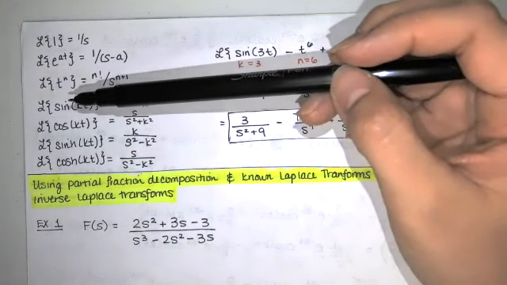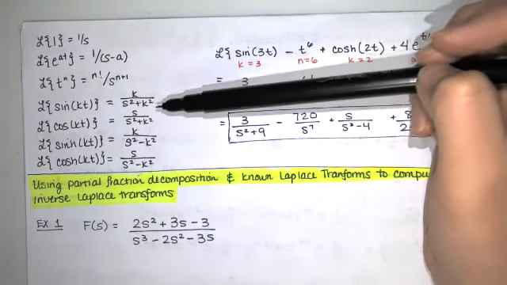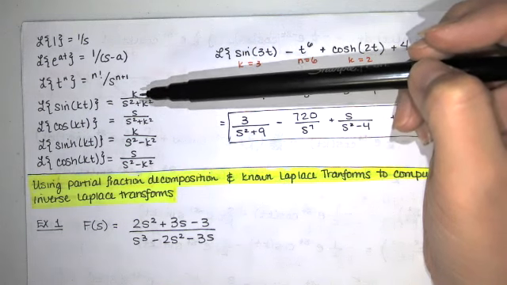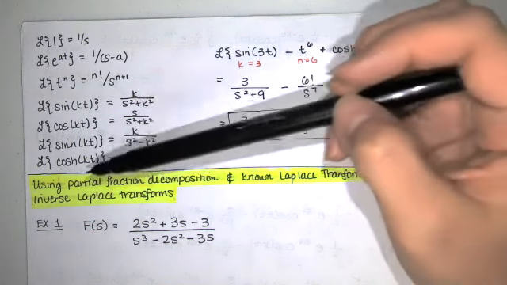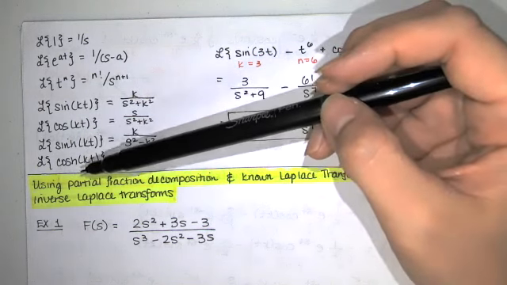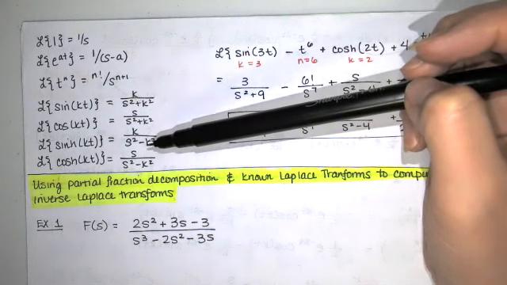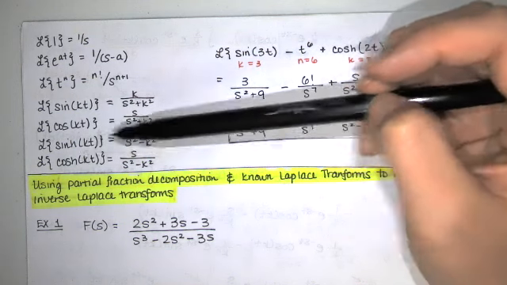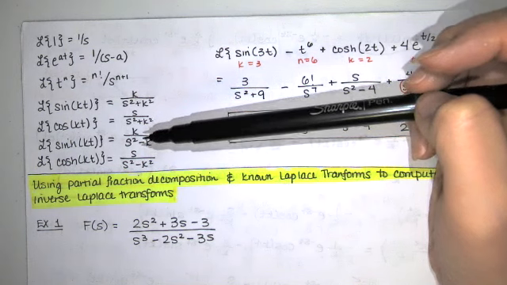The Laplace transforms of sine and cosine of kt have s squared plus k squared in the denominator, and the sine has a k in the numerator, and the cosine has an s in the numerator. The hyperbolic cosine and sine of kt have s squared minus k squared in the denominator, and here the hyperbolic sine has a k in the numerator, and the hyperbolic cosine has an s in the numerator.